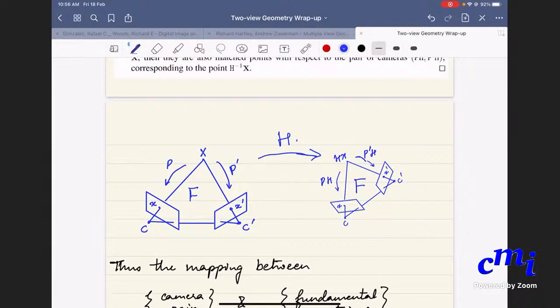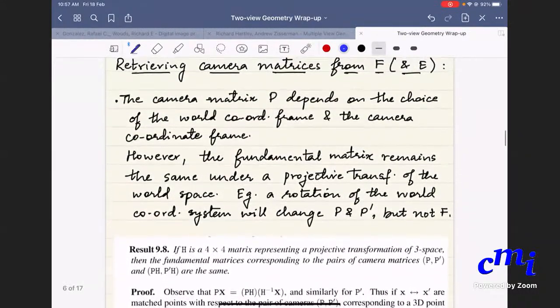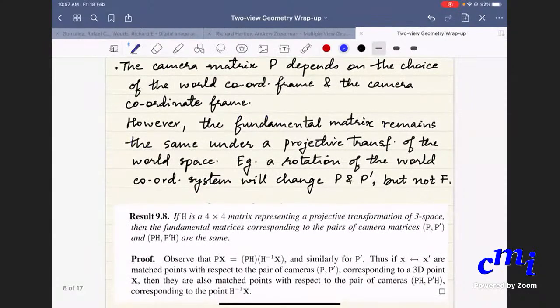One, that F determines the camera pair only up to a projective transformation. And secondly, there is no other problem. So this is the only ambiguity that occurs. That is what we are going to look at in these statements and reach that conclusion.